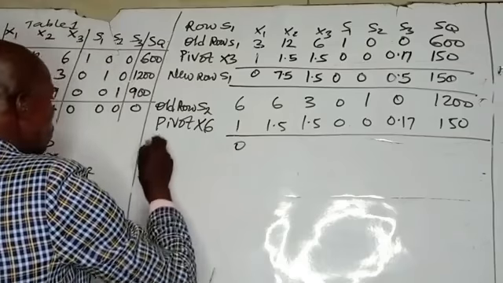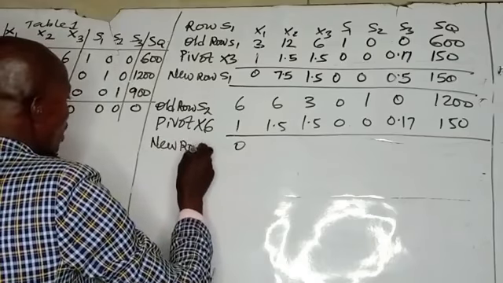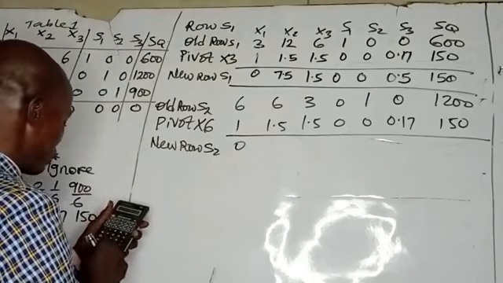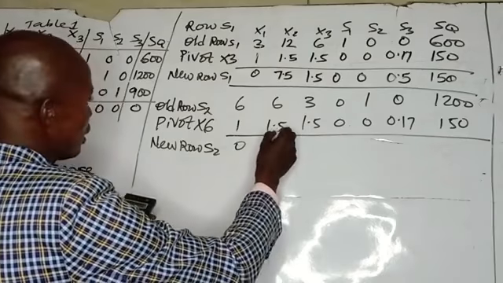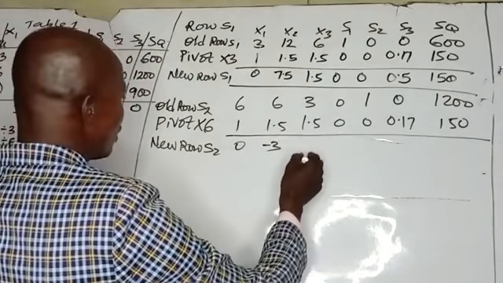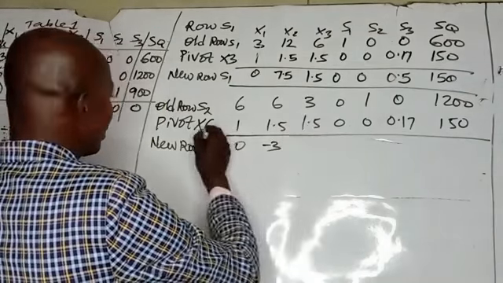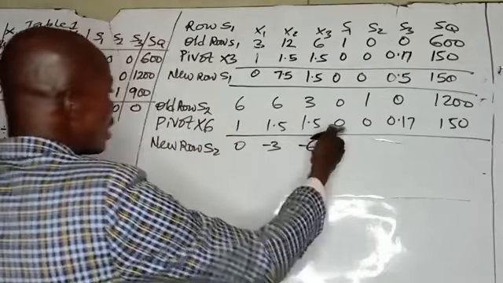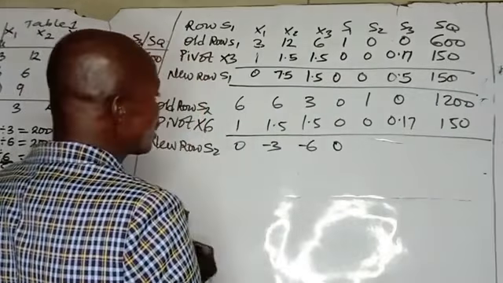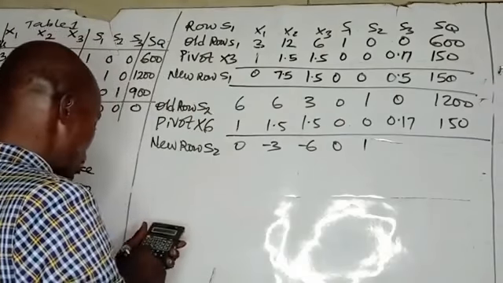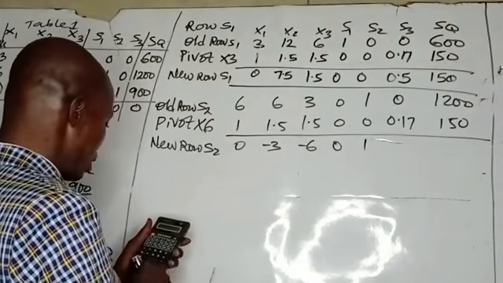This is new row S2. 6 times 1.5 gives us 9. 6 minus 9 is minus 3. 6 times 1.5 is 9. 3 minus 9 is minus 6. 6 times 0 is 0. 0 minus 0 is 0. 6 times 0 is 0, and 1 minus 0 is 1. 6 times 0.17, you have 1.